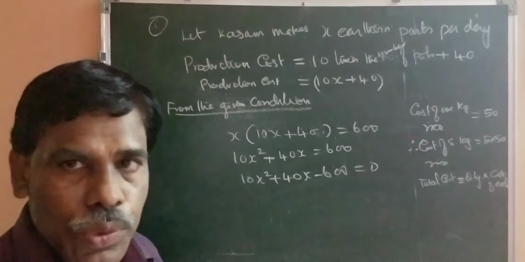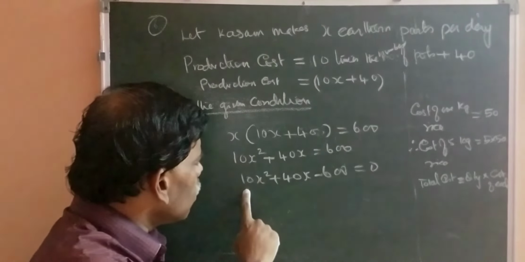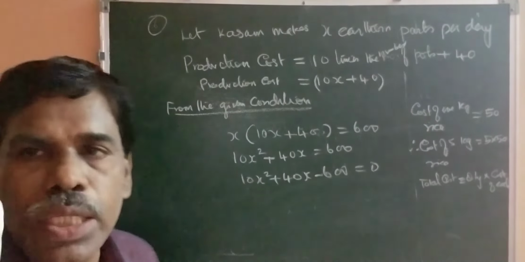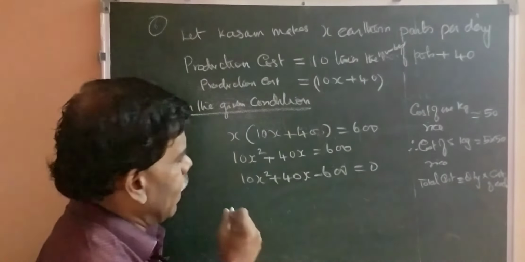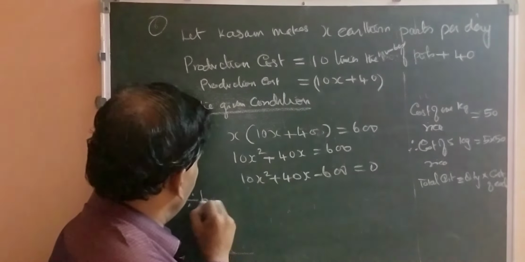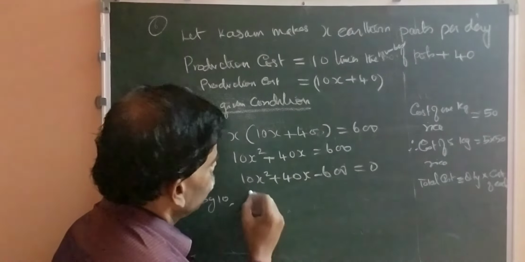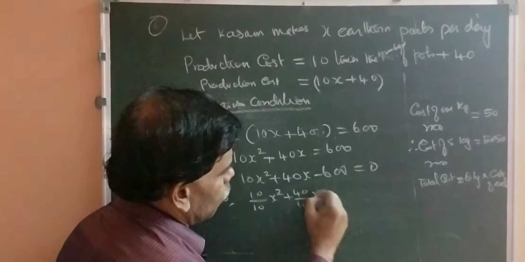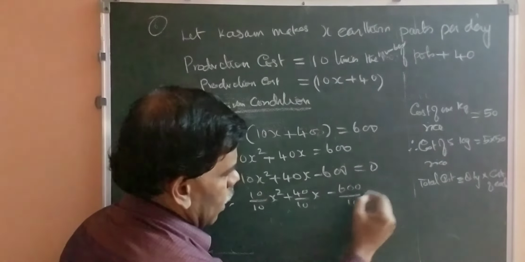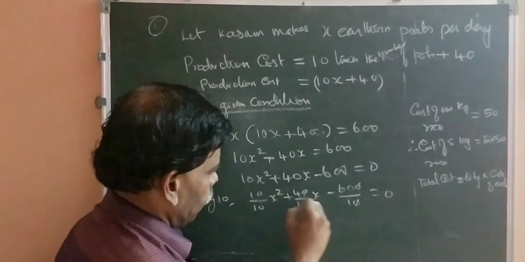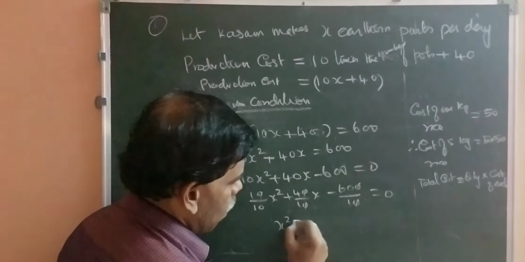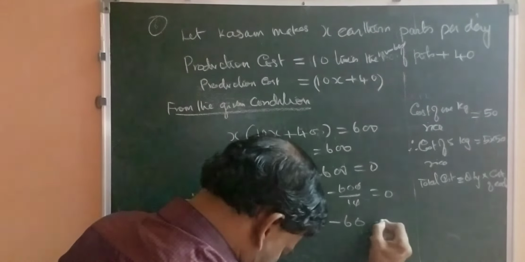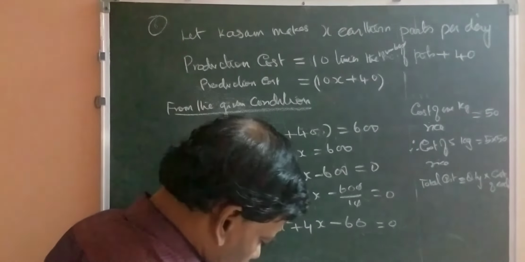So instead what you have to do? You should try to reduce the coefficients by dividing the equation if there is a common factor. Here what is the common factor? 10. So divide the equation by 10 on both sides. So 10 upon 10 x square plus 40 upon 10 x minus 600 upon 10 equal to 0. So x square plus 4x minus 60 equal to 0.